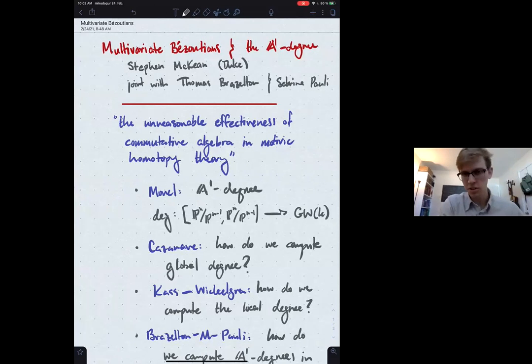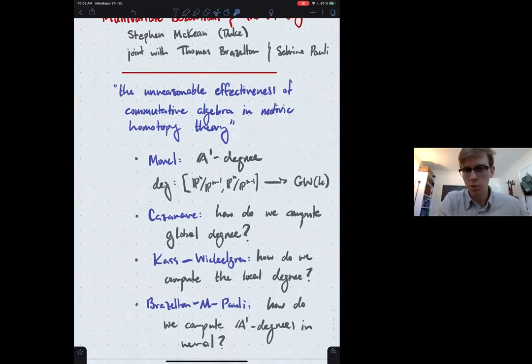The general outline of what I want to talk about today is I want to start with a brief recollection on Morel's A1-degree. This was an early point in Motivic homotopy theory, where we started to see that there should be deep connections between interesting topological invariants that you want to work with and commutative algebra.